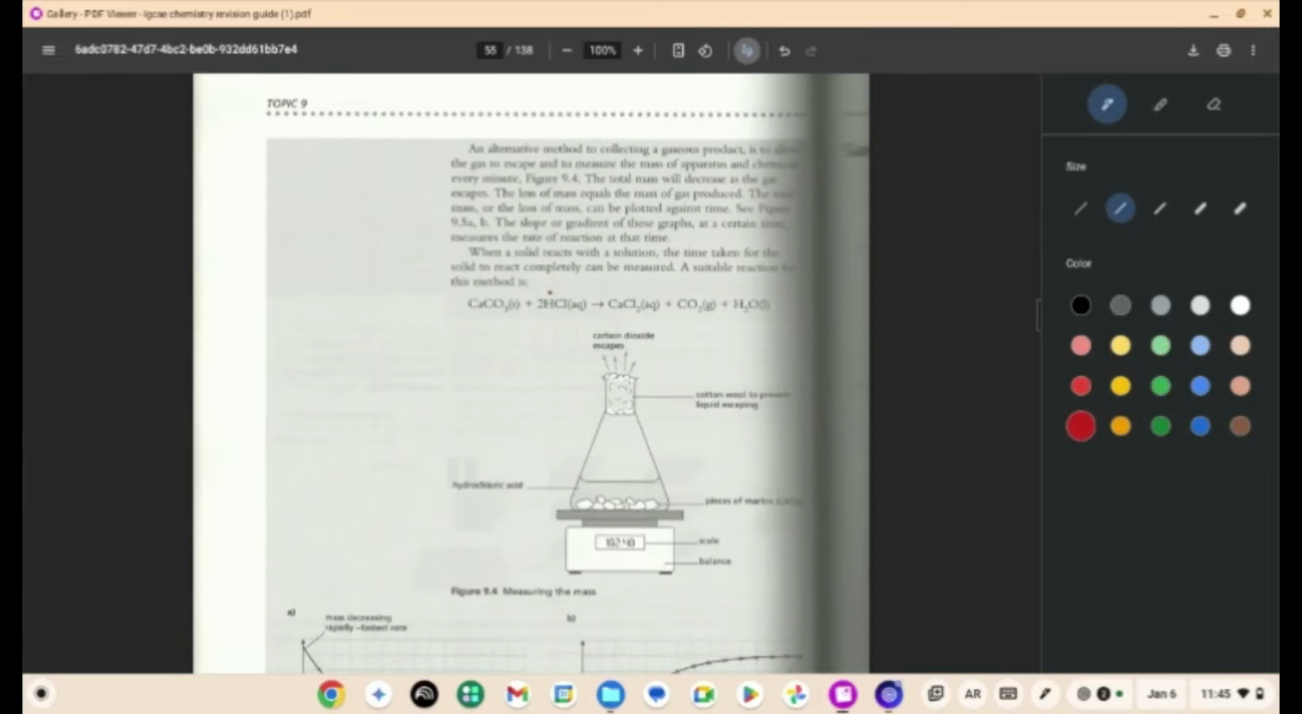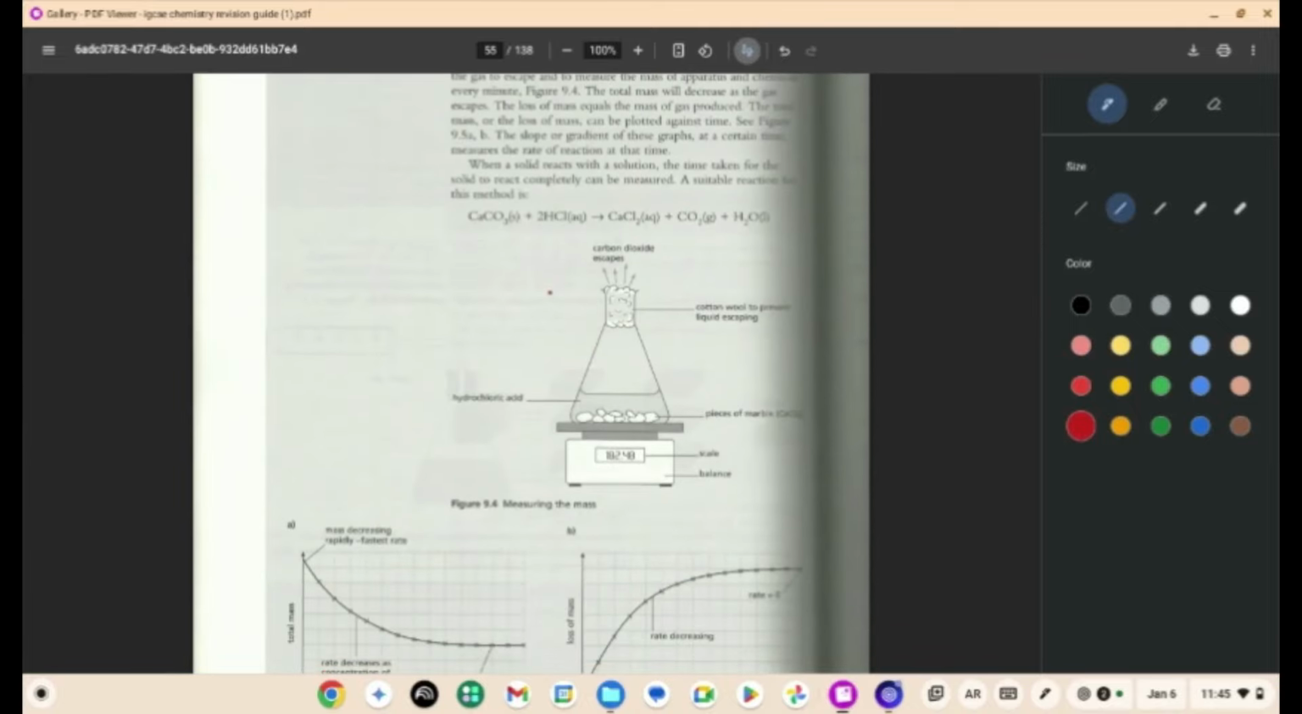The second method is by allowing the gas to escape. For example, in this reaction, calcium carbonate reacts with hydrochloric acid to give calcium chloride, carbon dioxide, and water. The gas here is carbon dioxide. So in this chemical reaction, we will allow the carbon dioxide to escape outside, and then we will start to calculate the mass of the reactants minute by minute.